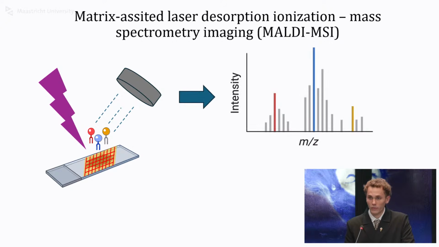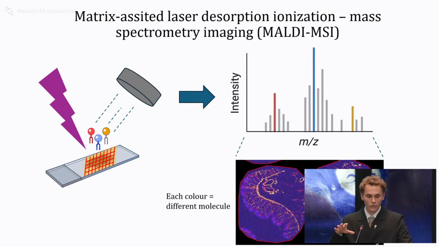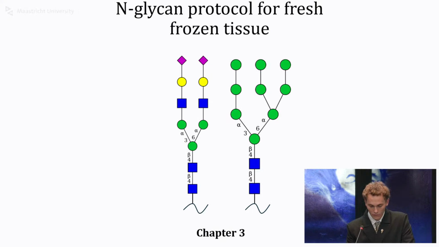That gives us a mass spectrum, as we can see here, where you have the intensity on the y-axis and the mass to charge, or the weight of all the molecules, on the x-axis. What we can do with this information is plot it in a hotspot image where, in this case, we have two different tissues where each of the colors mapped out corresponds to one peak in the mass spectrum.